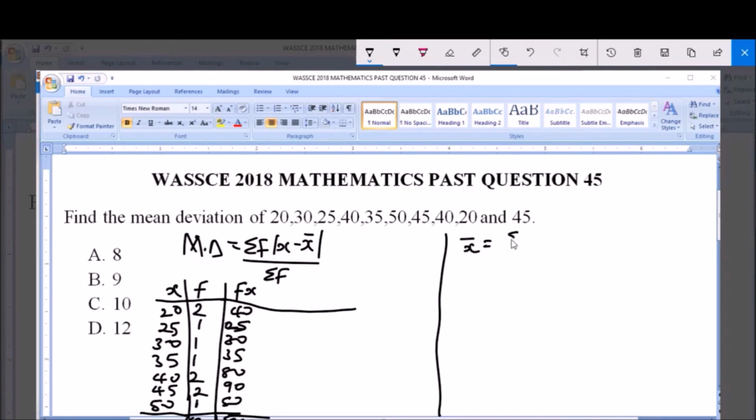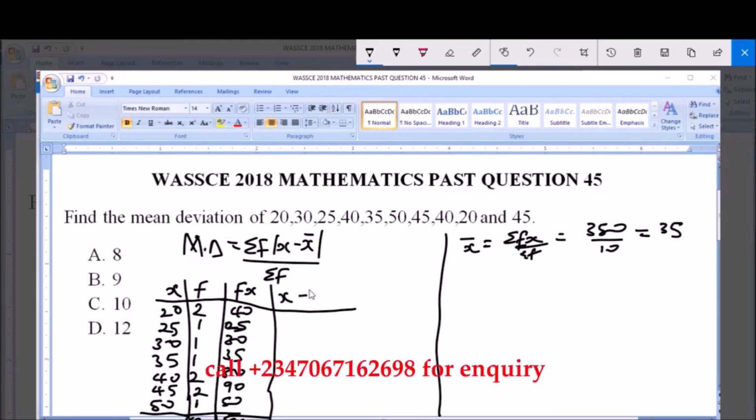Now from this we can get our mean. Mean is equal to summation fx all over summation f, and that is equal to 350 all over 10, and this is equal to 35. So the mean is 35. Now with the mean we can now get the x minus mean. So x minus mean is the next thing now.